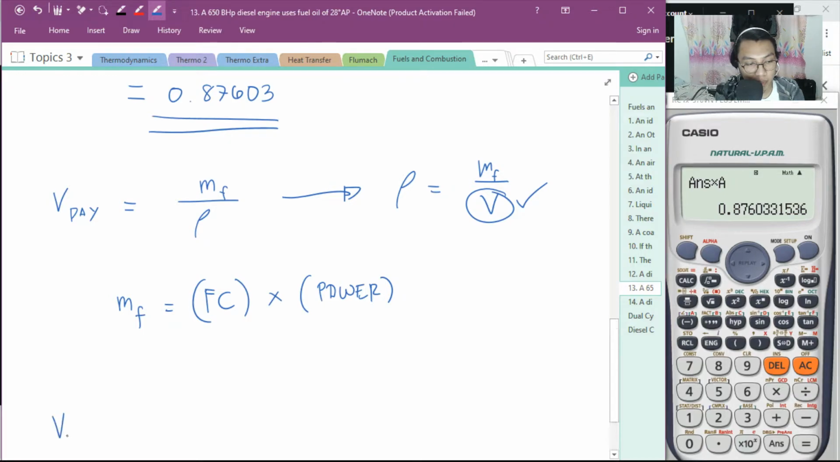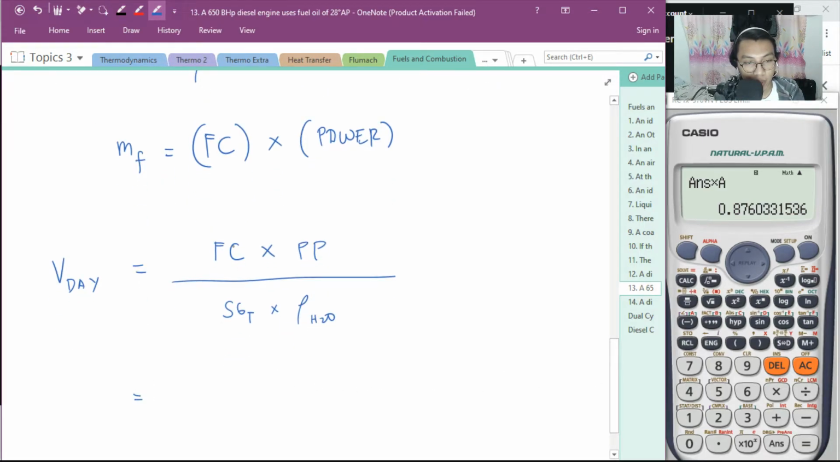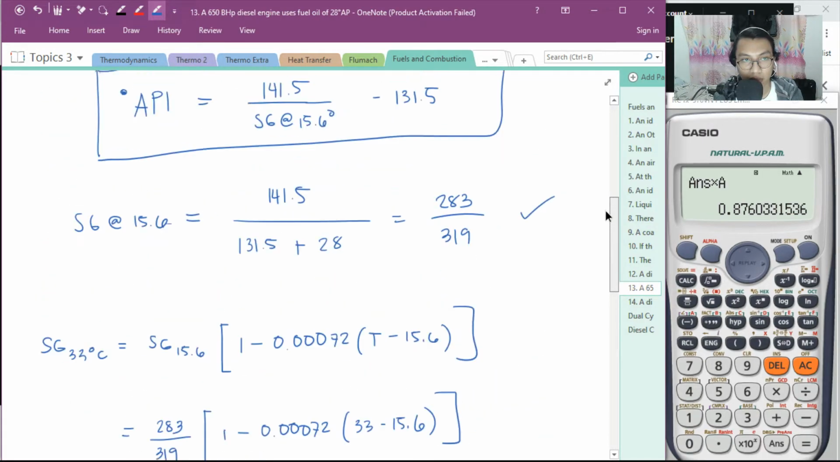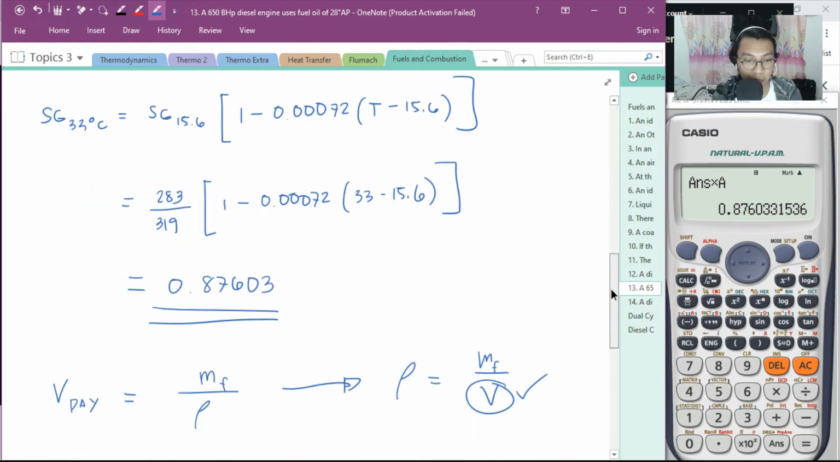Okay? So, for the volume of the day tank, that is equal to the fuel consumption multiplied to the power produced divided by yung density of the fuel, which is SG at the given temperature multiplied to the density ng H2O which is relative substance. Okay. Yung fuel consumption mo dyan is 0.65. Oo, tama. 0.65 pound per BHP hour.